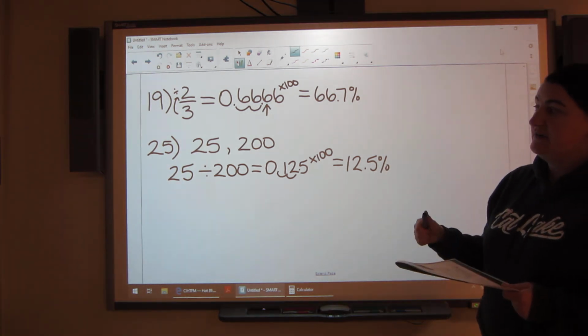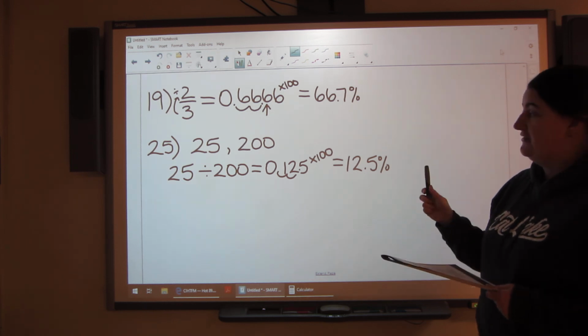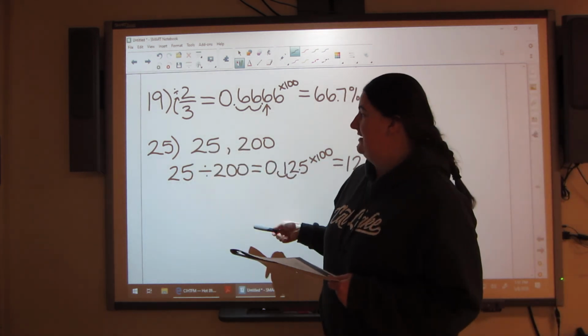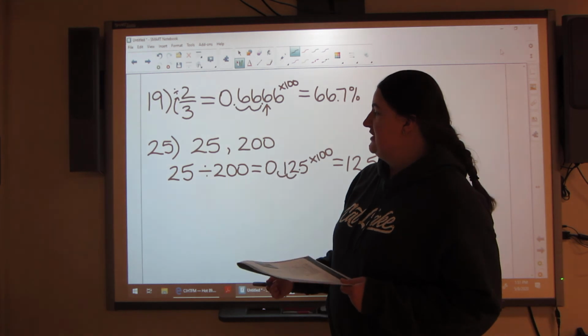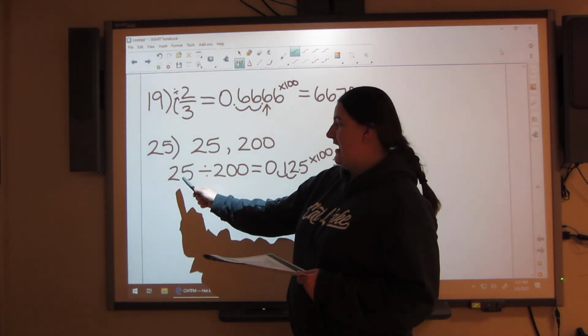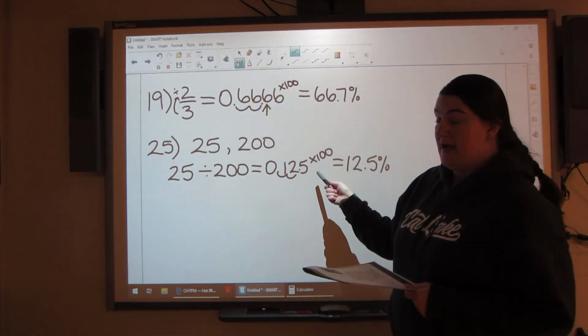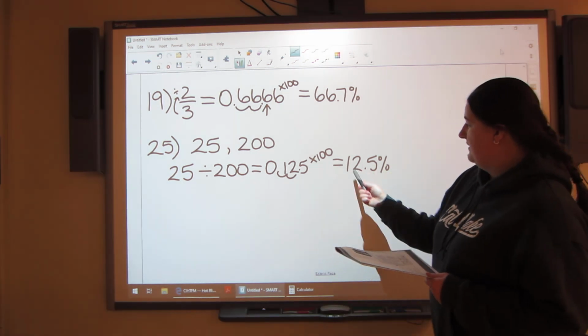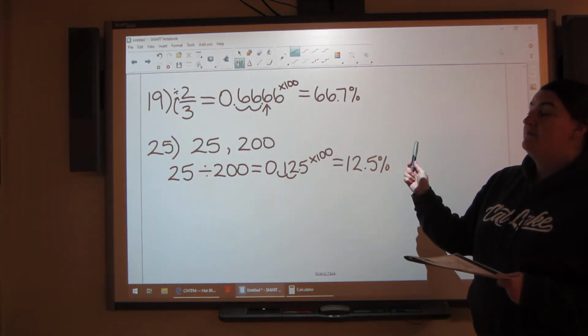So that's how you're going to do numbers 25 all the way to 30. You're going to do it exactly like this. You write down the 2 numbers that you're working with, you divide, you then times by 100, you write the percent, you might need to round.